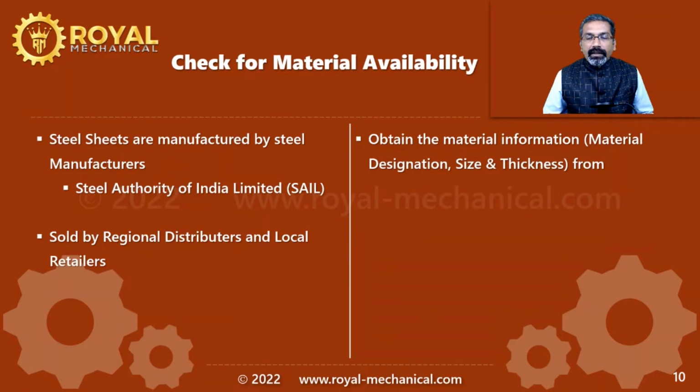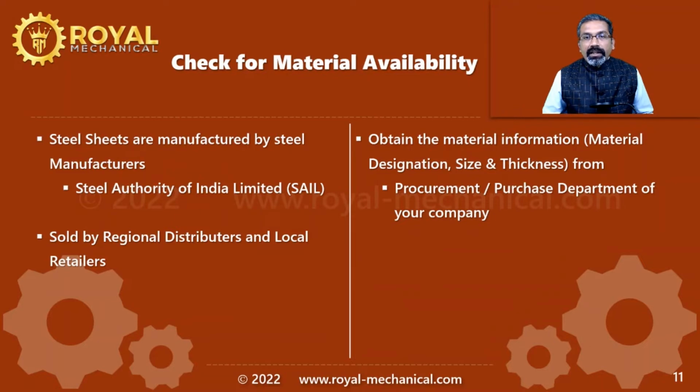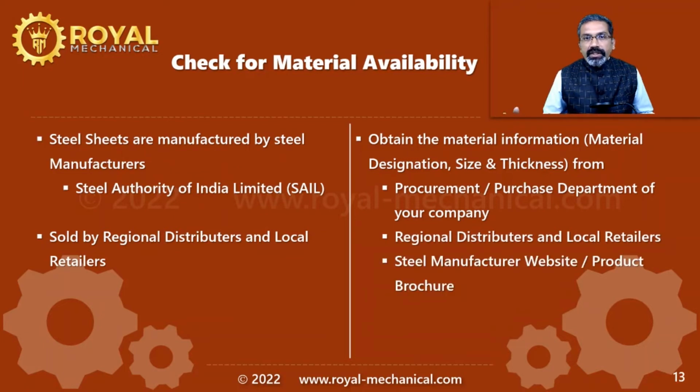How do we find if the material we want is available with the local retailer? If you are working in a large organization, your organization will have a purchase department, also called the procurement department. You need to check with this department if the material you want is available. If you are working in a small organization, feel free to talk to the regional distributors and local retailers. You can also check the steel manufacturer's website to see if this material is available and who is the local retailer in your region.